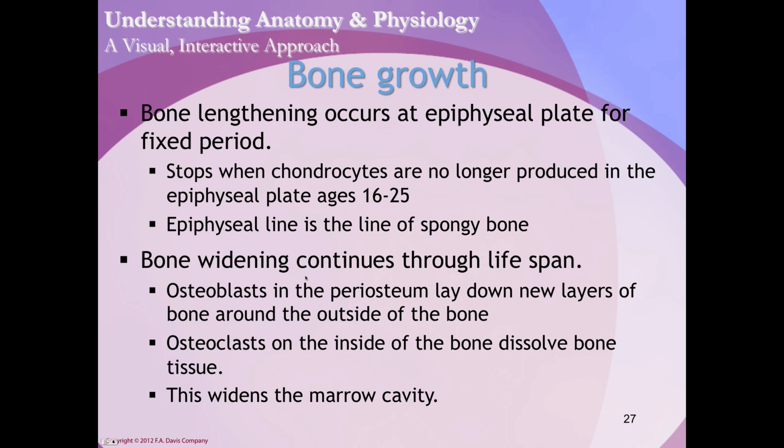So bone widening will continue throughout the lifespan. So we have lengthening occurs early on and stops at a certain period. Bone widening continues throughout the lifespan. So osteoblasts in the periosteum, remember the periosteum? Those osteoblasts will lay down new layers of bone around the outside of the bone. Then you'll have osteoclasts on the inside of the bone dissolving the bone tissue, so it will slowly widen the marrow cavity.